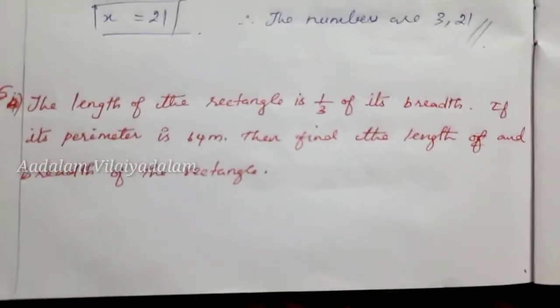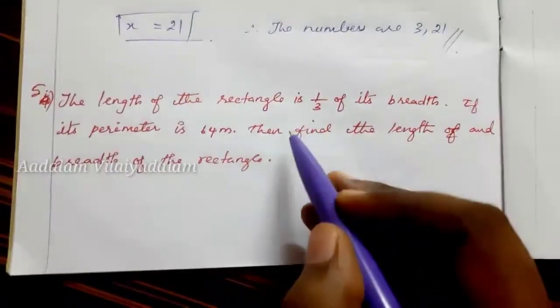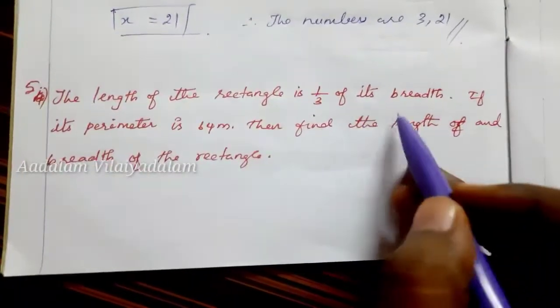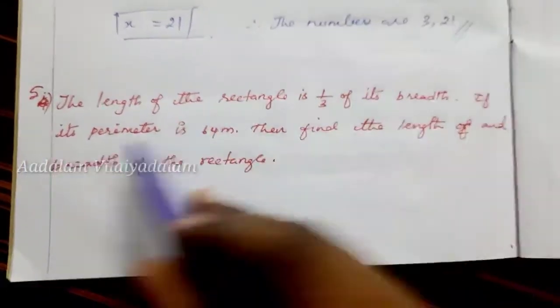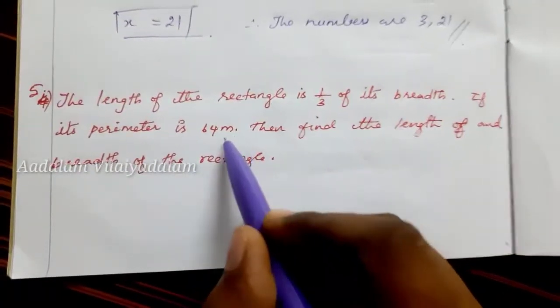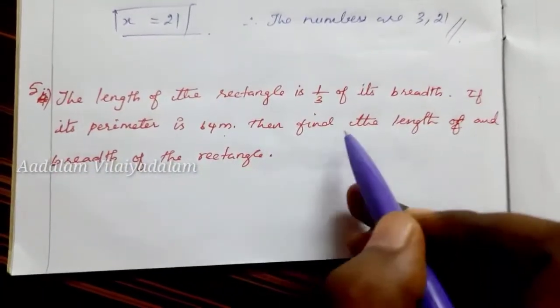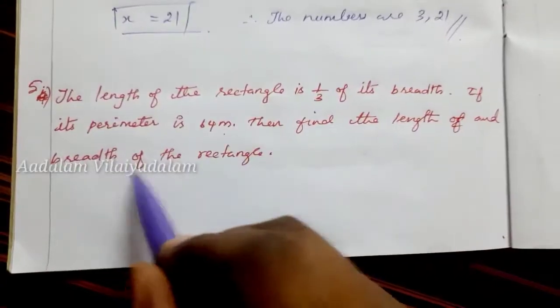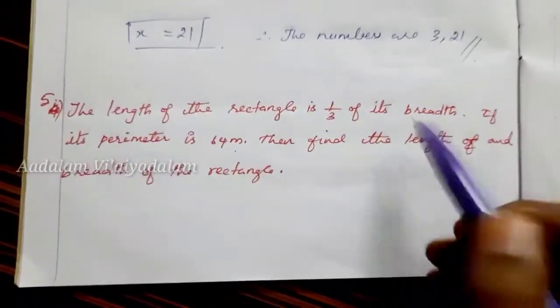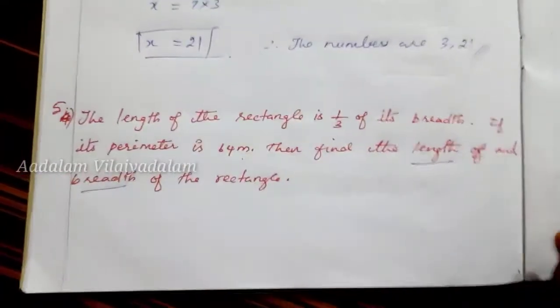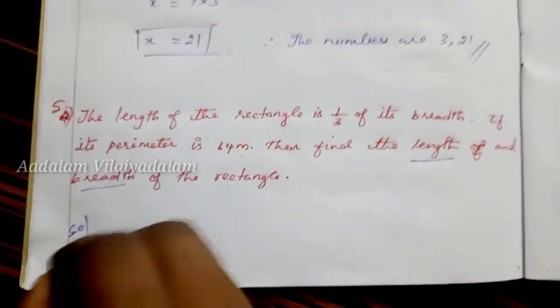Next, the fifth question. The length of the rectangle is 1 by 3 of its breadth. If its perimeter is 64 meter, then find the length and breadth of the rectangle. So we need to find length and breadth of the rectangle. So let us write what is given.